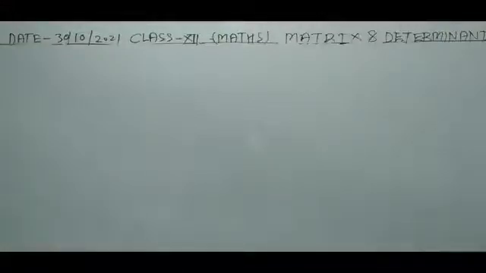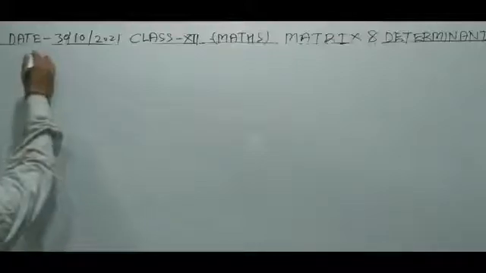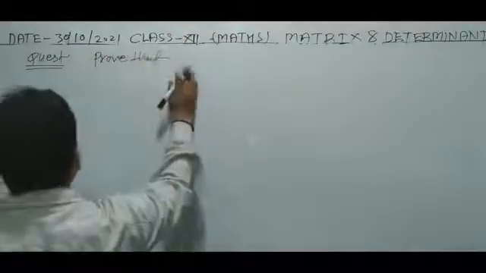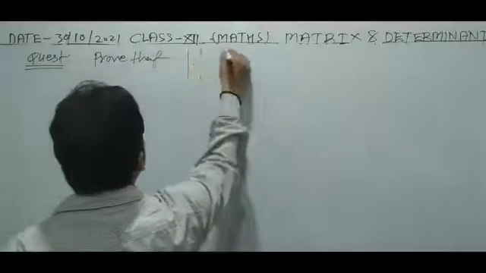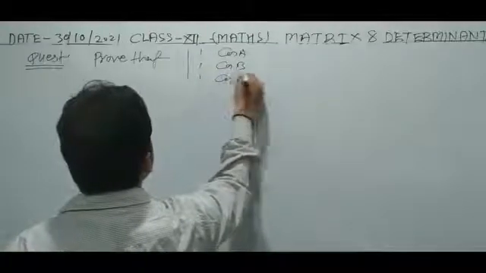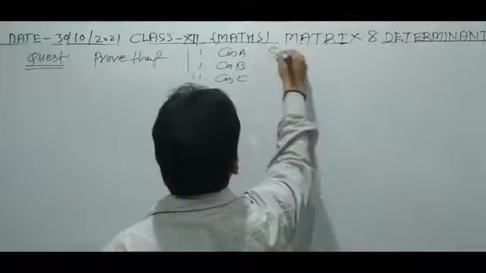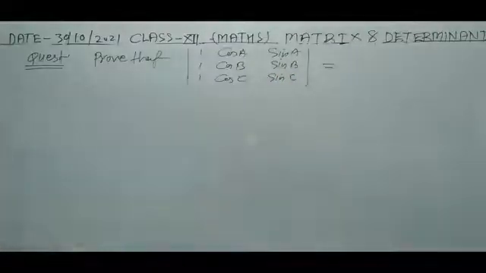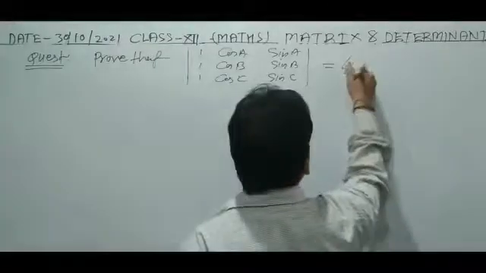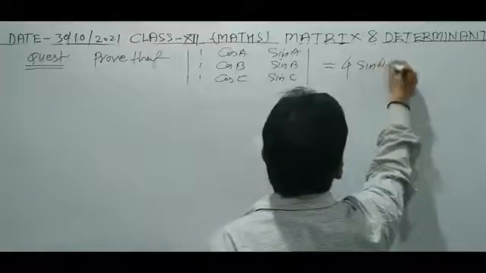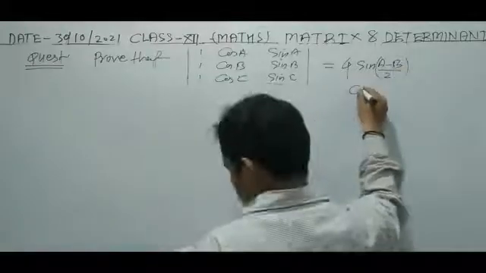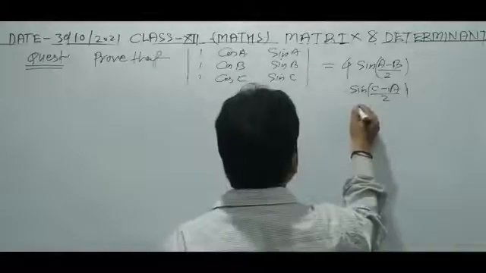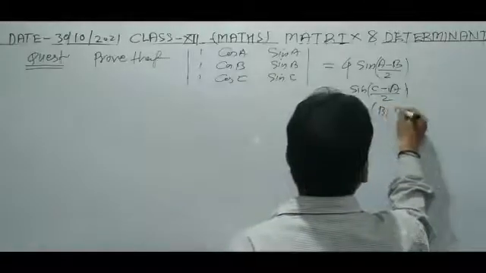Question is, prove that the determinant with rows 1, 1, 1; cos A, cos B, cos C; sin A, sin B, sin C has the value 4 times sin of (A minus B) by 2, into sin of (C minus A) by 2, into sin of (B minus C) by 2.